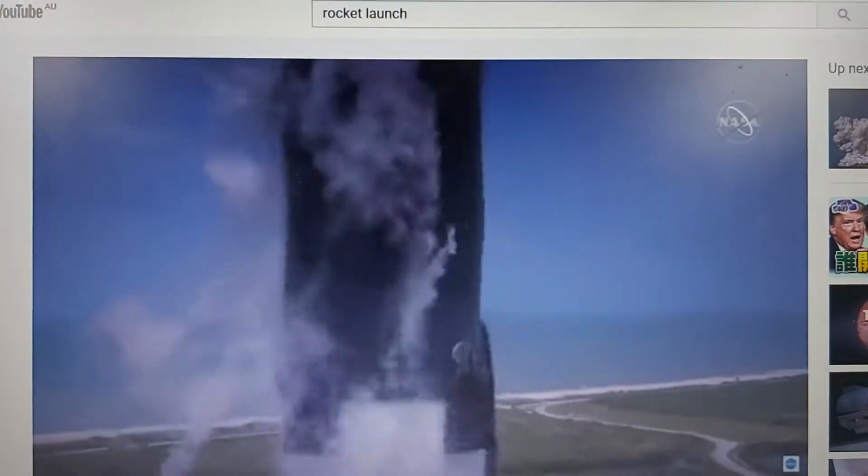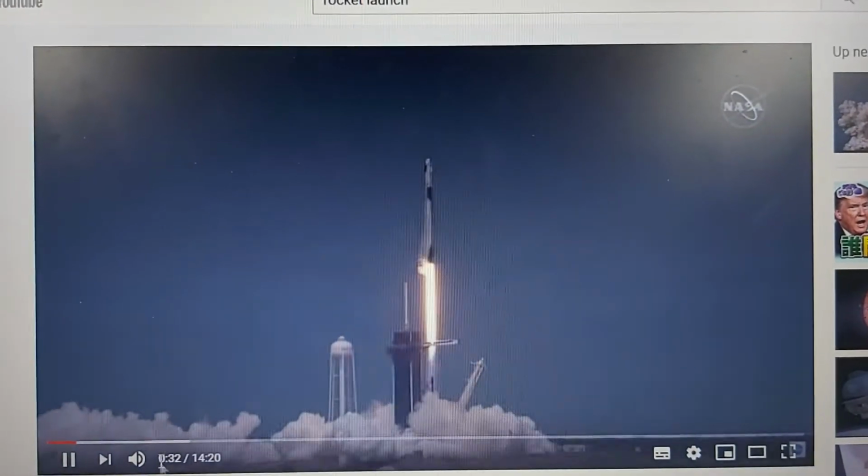Falcon 9 and Crew Dragon, go NASA, go SpaceX, Godspeed, Bob and Doug.